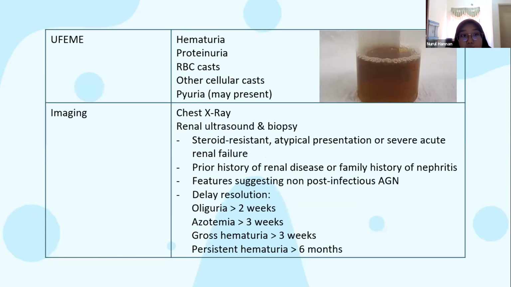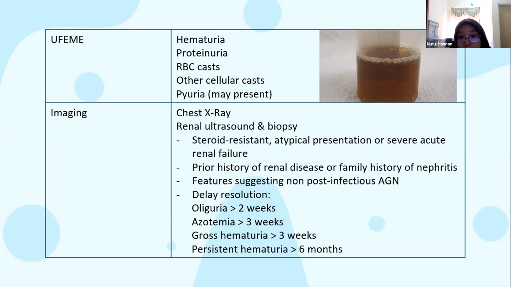And then we can do urinalysis, and we check for hematuria, proteinuria, presence of RBC cast or other cellular cast, and pyuria may be present. And also we can do imaging. We can do chest X-ray to look for any pulmonary edema. And then we can also do renal ultrasound and biopsy.